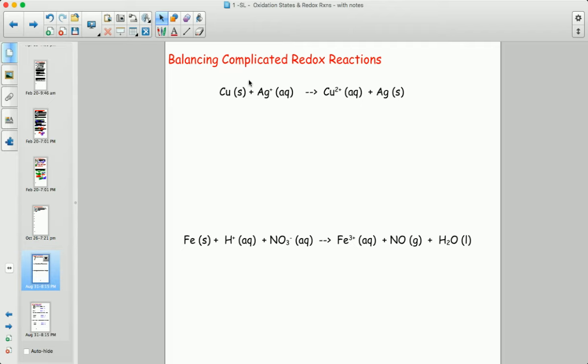If you look at this first reaction, it's an unbalanced reaction: copper plus Ag+ makes Cu2+ and Ag. Upon first look, it might look like everything is balanced, but it's not. It's an example of why, unless you know the steps, you could get tricked into not balancing a redox equation.